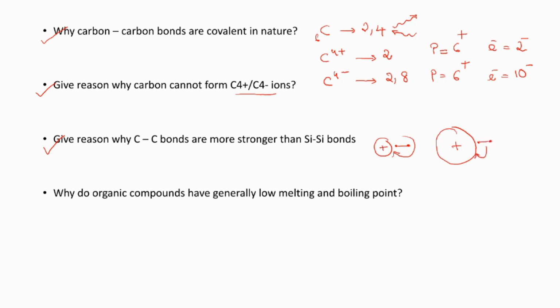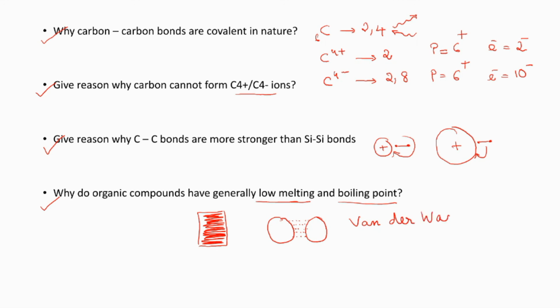Then the next one: why do organic compounds generally have low melting point and boiling point? We need to remember, if you have an organic compound, say methane, in this container, and they are asking about the melting point and boiling point, that time we will have to speak about the intermolecular force of attraction. That means how one molecule is attracted or held together by another molecule. We call it the van der Waals force of attraction.